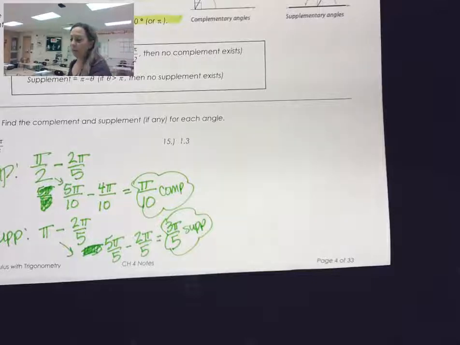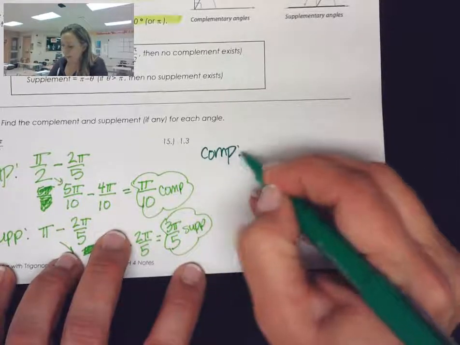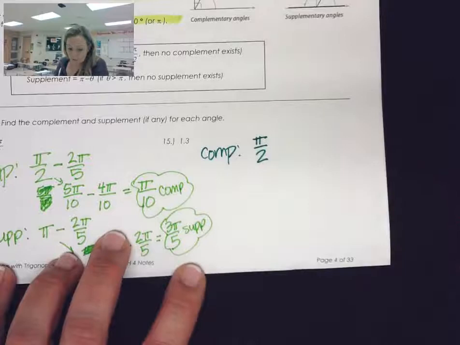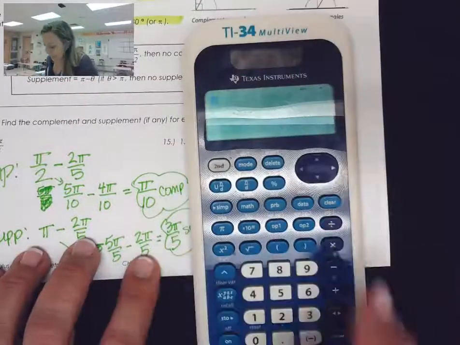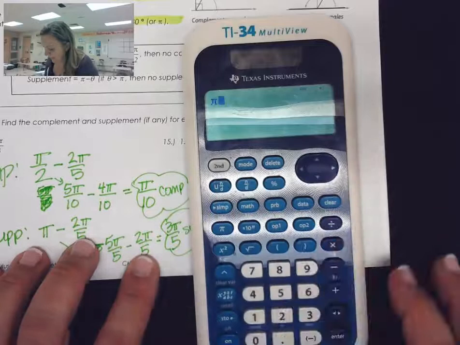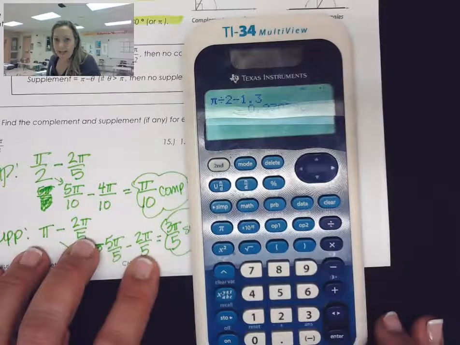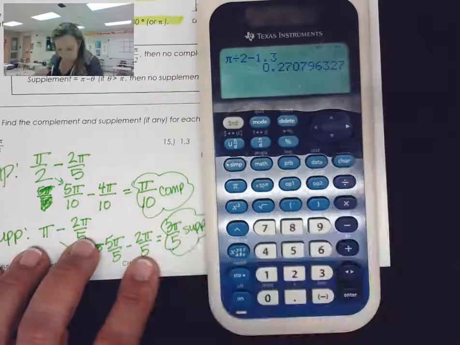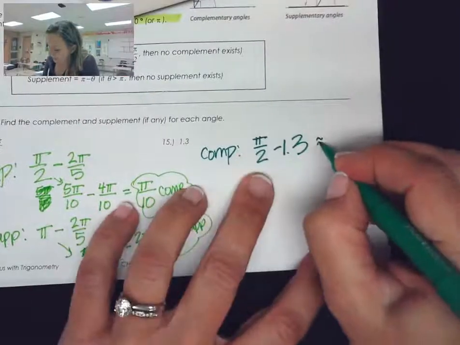The same would be true in number 15 with this 1.3. This is not 1.3 degrees, this is radians. So once again, to find the complement, what we would do is take pi over 2 and then subtract 1.3. So that's not going to be anything super pretty. Notice that we could just take pi over 2 and then subtract 1.3, and that gives us about 0.271. Again, we usually round to the nearest thousandth.